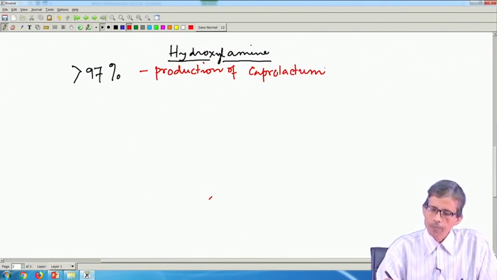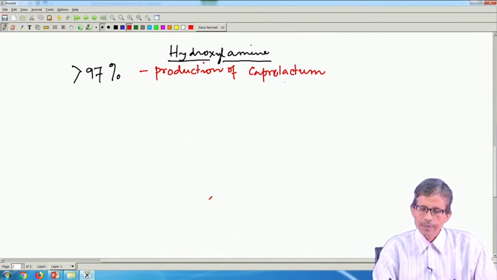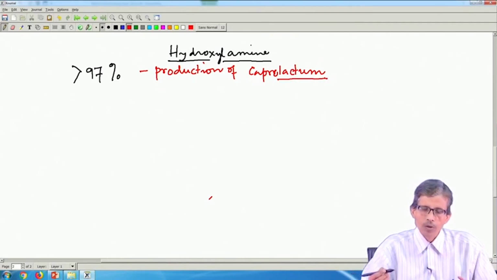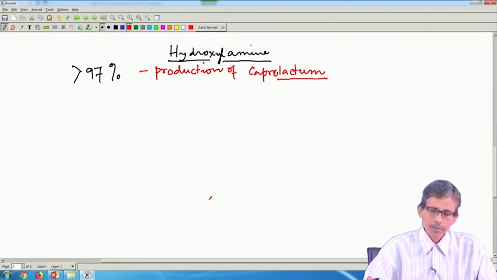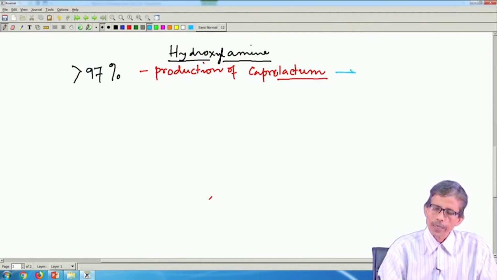caprolactam. It is an industrially important compound that we also see for making nylon. That means it has a typical lactam ring. So, as I told you just now, you can have oxime from hydroxylamine reacting with your ketone or aldehyde. If we can convert that to a typical caprolactam, that caprolactam can be useful for making your nylon.